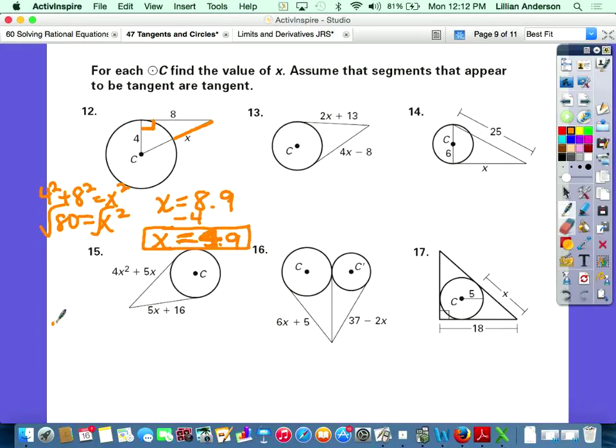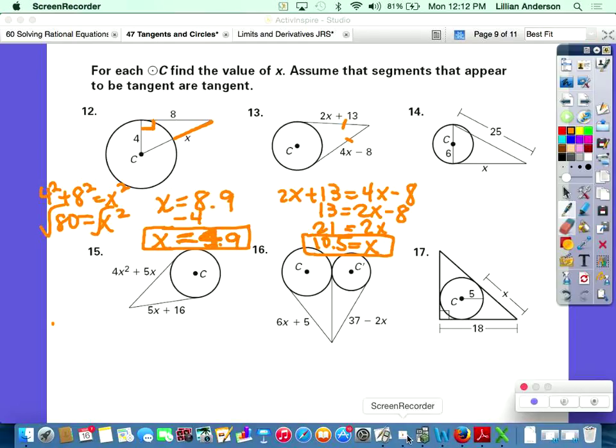13. What does that look like? Ice cream cone. Ice cream cone theorem means that these two tangents are congruent. So I set them equal to each other. I subtract 2x, add 8, and X is 10.5. There you go. Take about 4 minutes to try to do the other problems, and then I'm going to jump in.